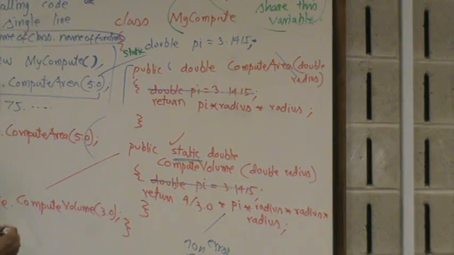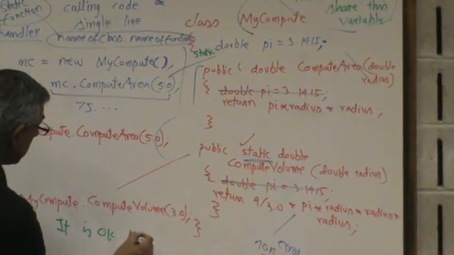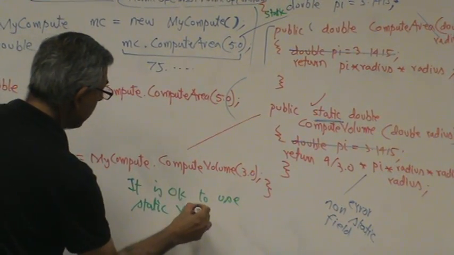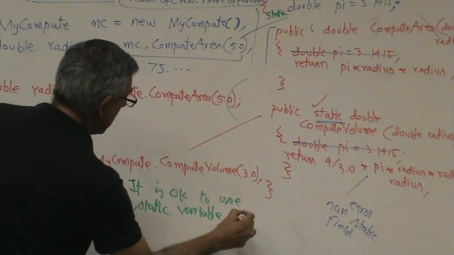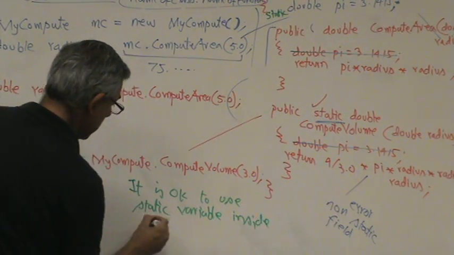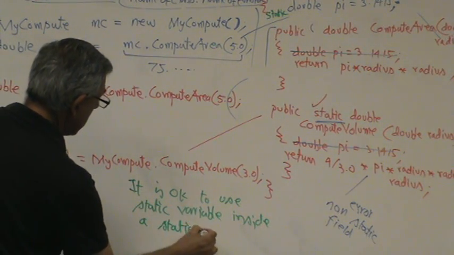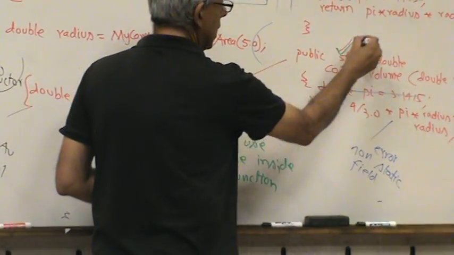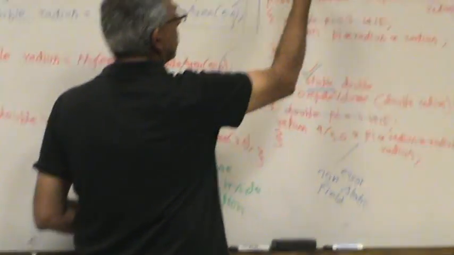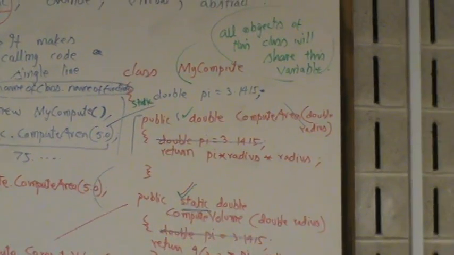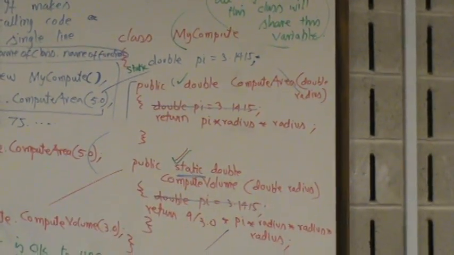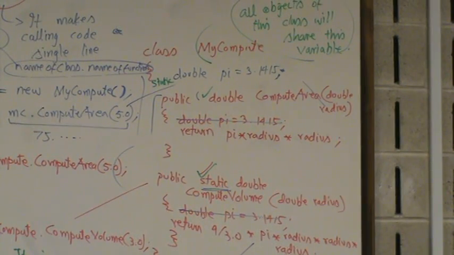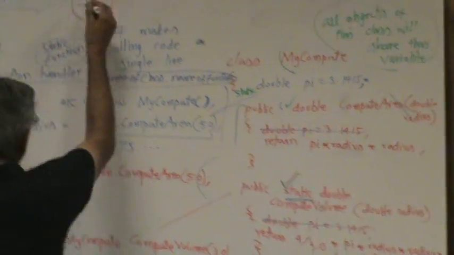Okay, so it is okay to use a static variable inside a static function. Okay, so now this is okay. This is also okay, and the code is a lot better because we're not repeating this declaration of the pi in each and every function, right? So everybody follows the static keyword.